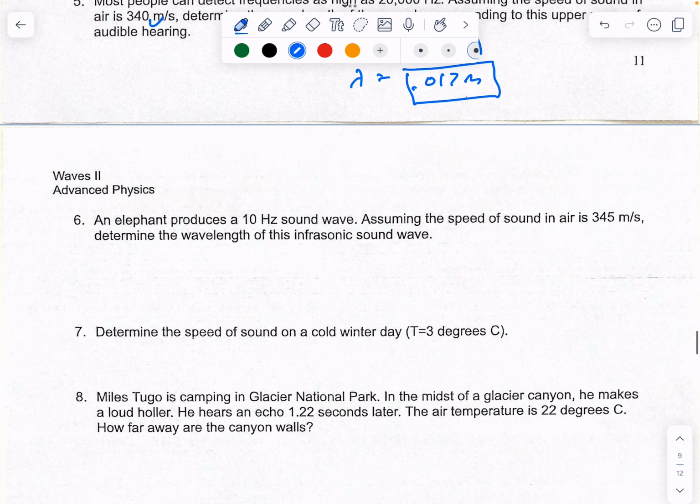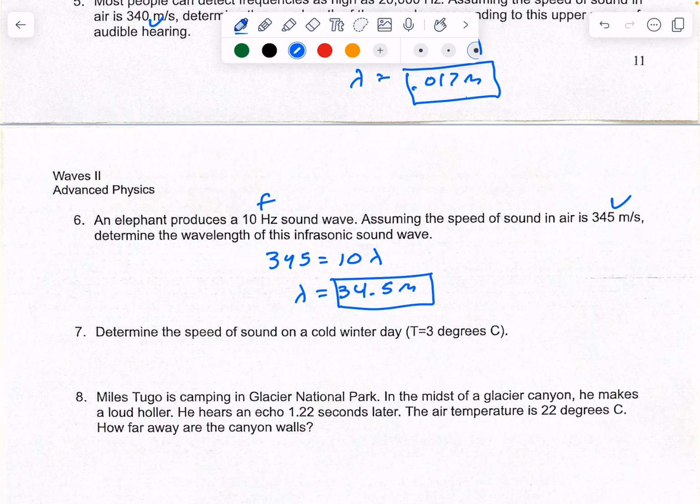Okay, number 6, an elephant produces a 10 hertz sound wave, assuming the speed of sound is 345 meters per second. So I have frequency, I have velocity. What's the wavelength? A lot of practice here. 345 equals 10 times wavelength. Divide both sides by 10, you get 34.5 meters.